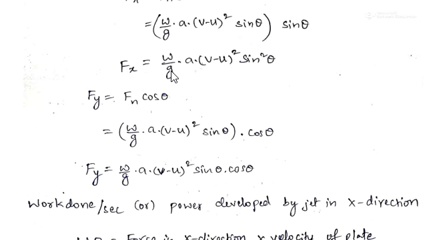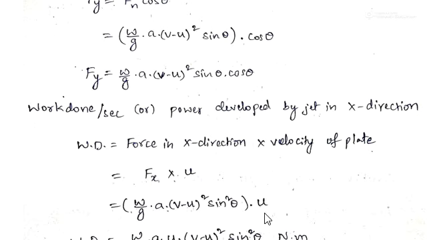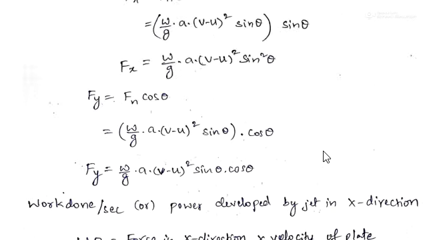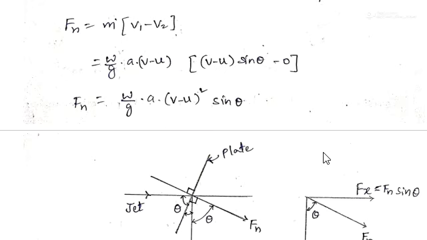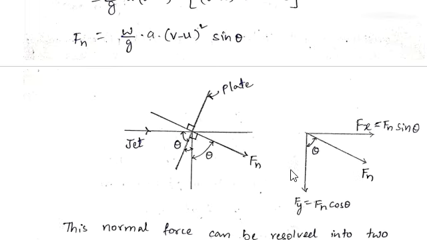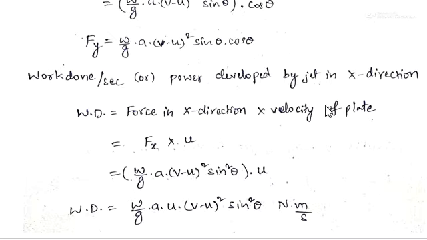And Fx we got here is W by G into A into (V minus U) whole square sin square theta, and u is there. When you rearrange the terms, the work done per unit time in the x direction by the jet will be W by G into A into U into (V minus U) whole square sin square theta, in Newton meter per second. So these are the expressions for the flat inclined moving plate. This is the Fn force normal to the plate, this is the force in x direction, and the force in y direction. This is the expression for work done by the jet in the x direction.